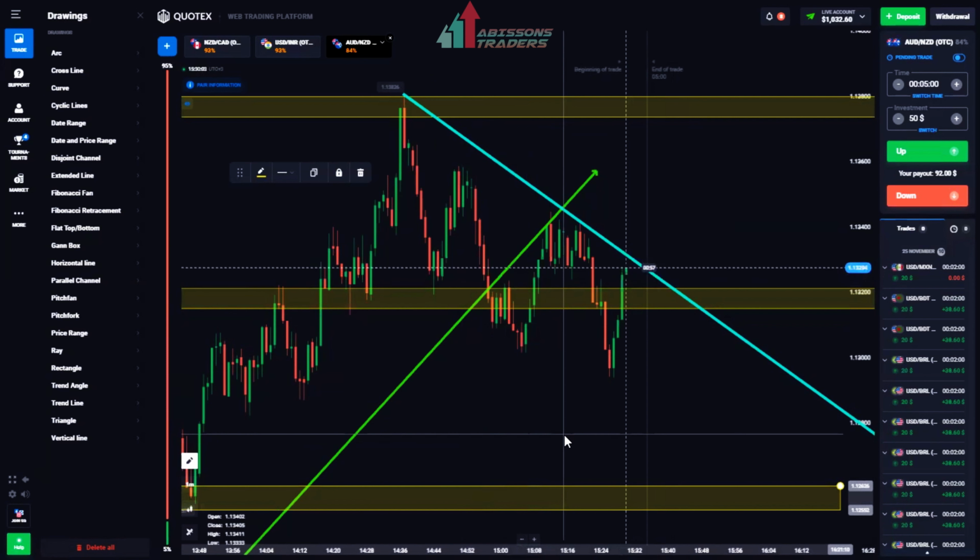Let's see. Okay, they have reached the trend line. They're trying to break it. We'll wait for a reaction, for confirmation. Let's wait for confirmation.